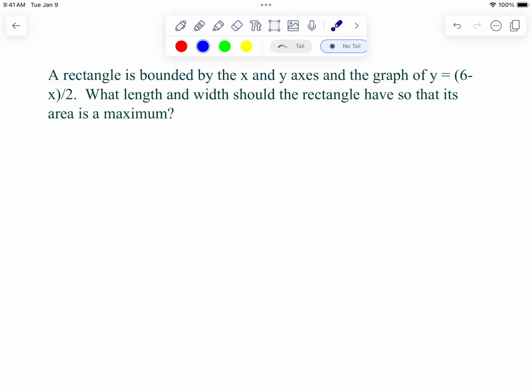Here, it's telling us to use the xy plane. So the x-axis, the y-axis, and then what is this the equation of? That's the equation of a line. Okay, so again, I want you to try this on your own. Pause the video, and then unpause when you are ready to check. My hint: first draw the picture.